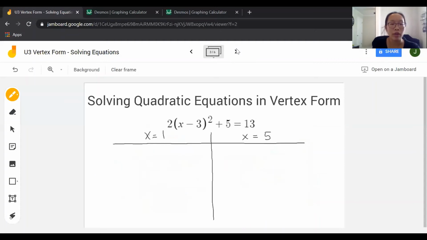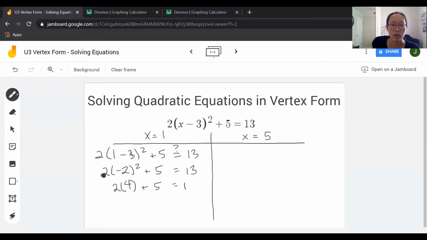Let's check our answer. To check, I'm going to go back and substitute in both values of x and see if it makes the equation true. So 2 times (1 minus 3) squared plus 5, I want to know if that's equal to 13. 1 minus 3 is negative 2, which I can recopy all the rest. Negative 2 squared is 4. And then 2 times 4 is 8. And 8 plus 5 is 13, so that checks out.